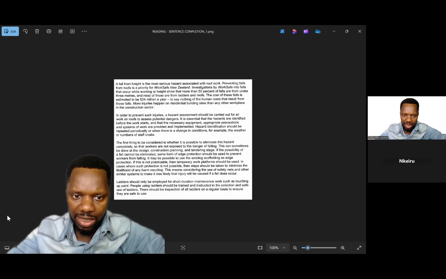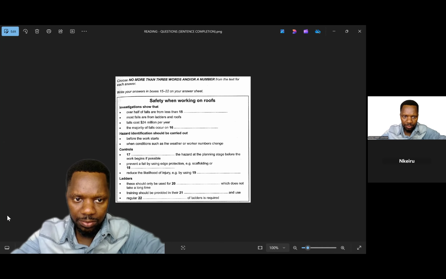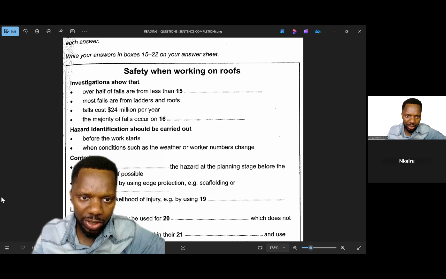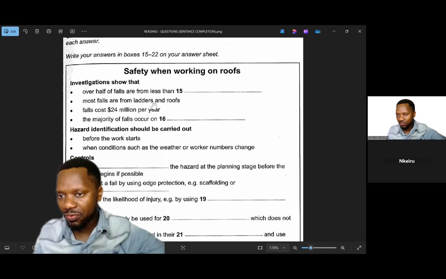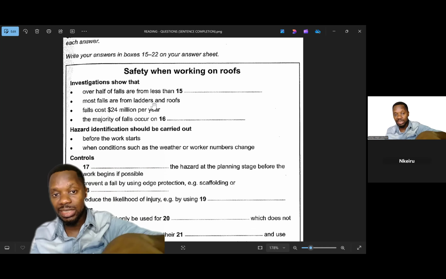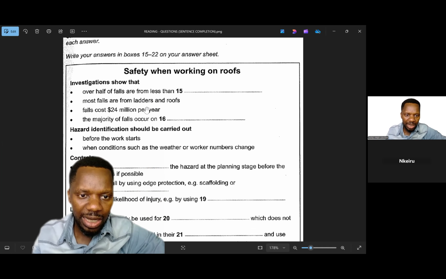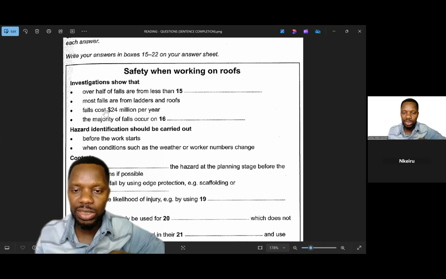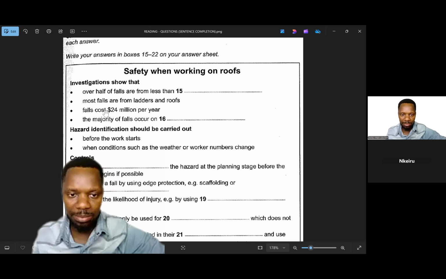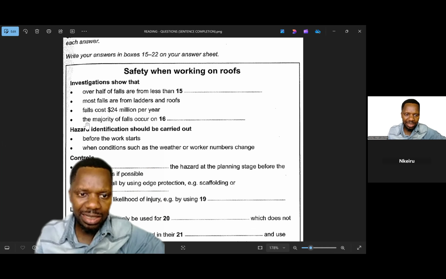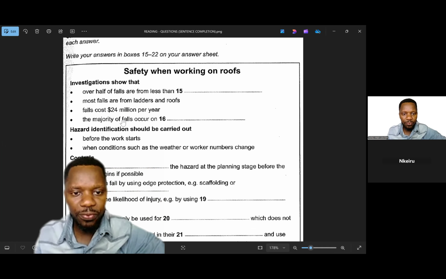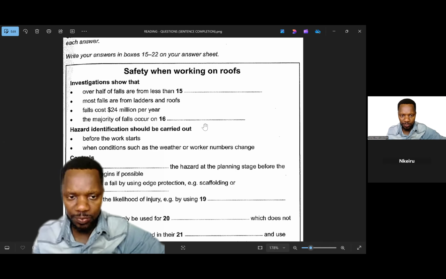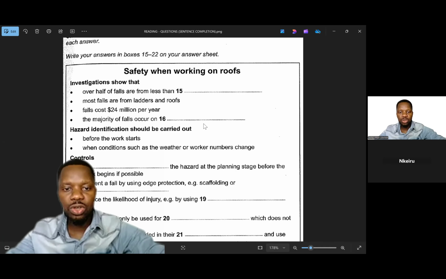So the second question here says, when you go through the bullet points, the second bullet point here says most falls are from ladders and roof. That's the last part of the sentence where our answer was gotten from. Then fall costs $24 million per year. We saw that along that same line. Then lastly, it says the majority of falls occur on dash.